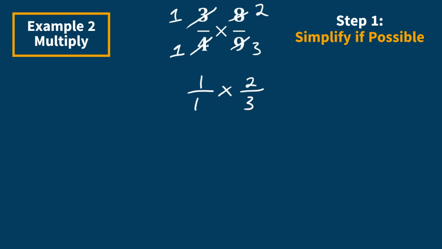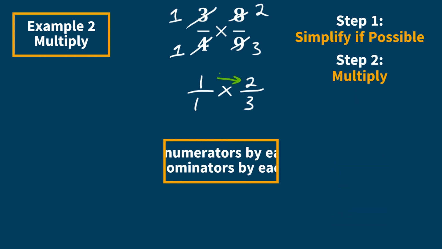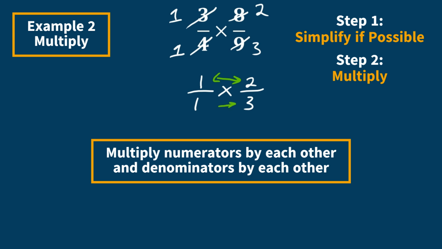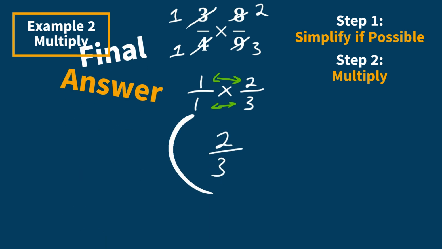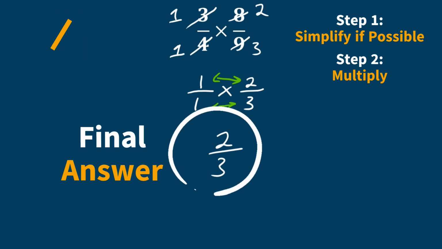Our problem has been simplified, so all we have to do now is multiply the numerators by each other and the denominators by each other. When we do that, we'll get 2 over 3. And that is going to be our final answer.